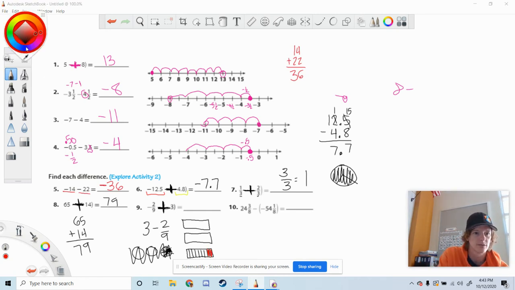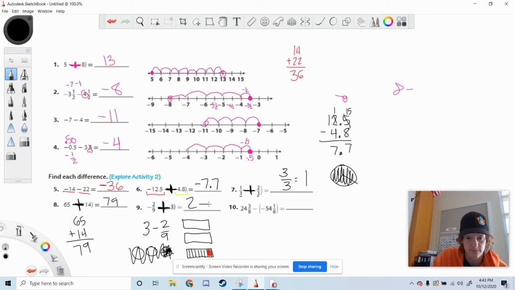So I have 3 wholes, and I need to take away 2/9. Okay. So what I have remaining is 2 wholes. And how many 9ths remaining? 1, 2, 3, 4, 5, 6, 7 9ths. 2 and 7/9 remaining. Okay, because this was a whole, this is a whole. I took that 3rd whole, because we started with 3 wholes, and I broke it into 9ths and took 2 of them away. So I have 7/9 remaining.